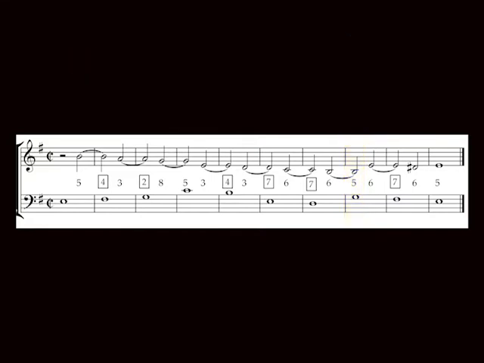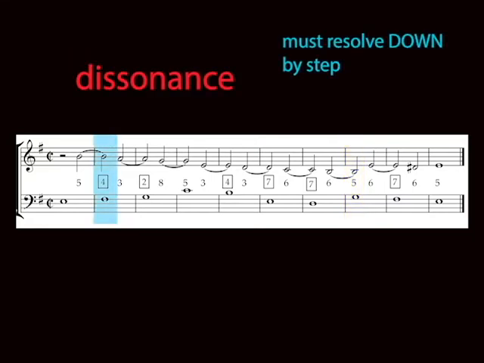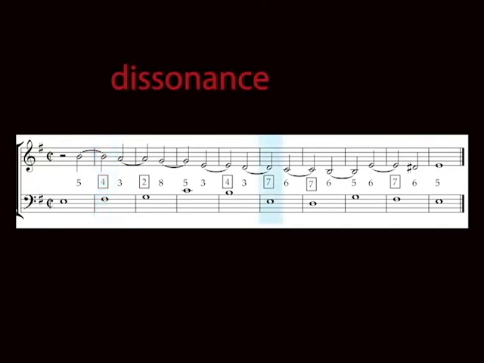But dissonances in fourth species must always resolve downward by step, like this dissonance here. And they only occur on the strong note, like this dissonance here. And again, it resolves downward by step.